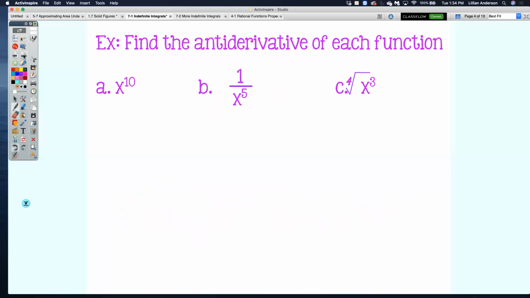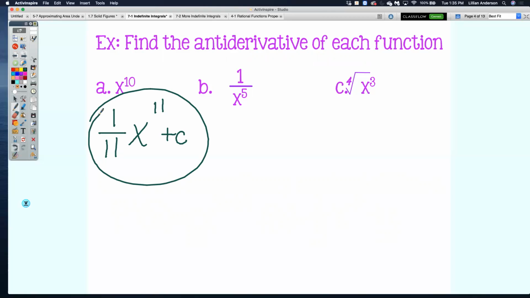So we're going to find the antiderivative of each of these functions. These 3 we're going to do together, then I'll give you 6 to do on your own. Again, you want to add 1 to your exponent, so that's going to become x to the 11th power, and then your coefficient is going to be 1 over the new exponent, which will be 11, and you can't forget about your plus c. Never forget, especially for indefinite integrals. So it'll be 1 over 11 x to the 11th power plus c.